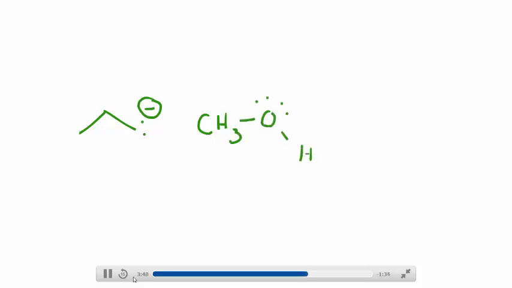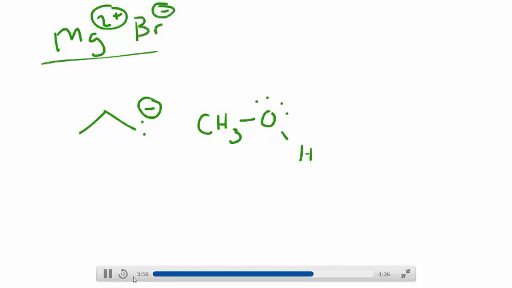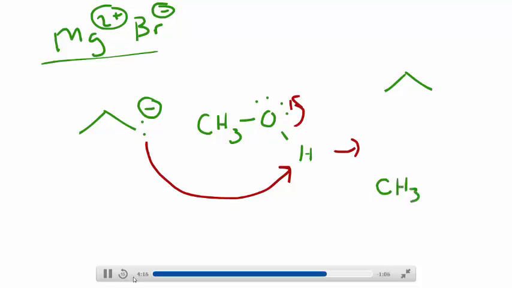So for example, let's do the acid reaction. I know this guy has cations and anions that are potentially associated with it. They're going to be spectators. They may be here, but they're spectators. So what's going to happen is this pair of electrons will come in here, remove the proton, and you'll give electrons back to the oxygen. As that occurs, you're going to make propane, and you would make methoxide.